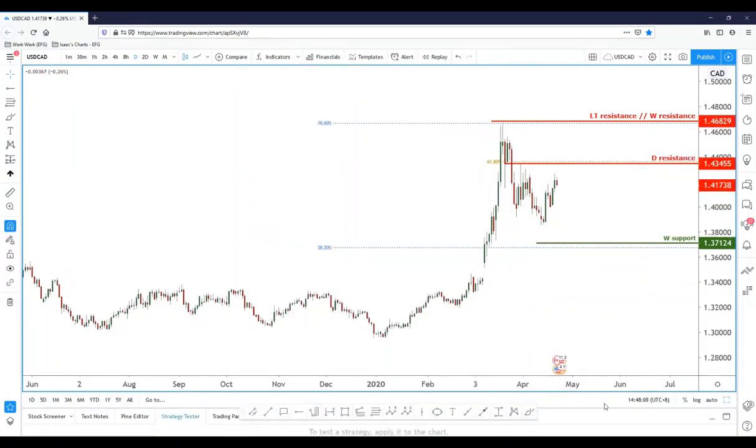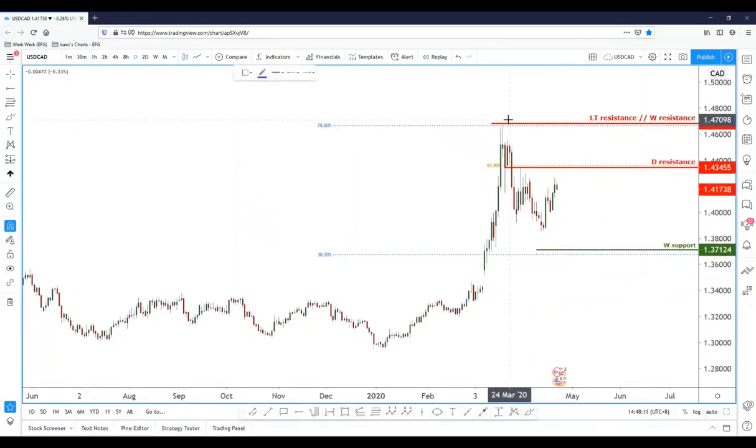Now, because price actually sort of rejected off the weekly resistance and long-term resistance, came down and then bounced up, I think price would actually resume this zigzag movement and go down after that, right? So anywhere below the daily resistance, we can afford to be bearish.